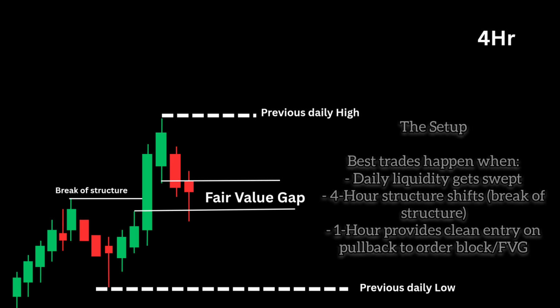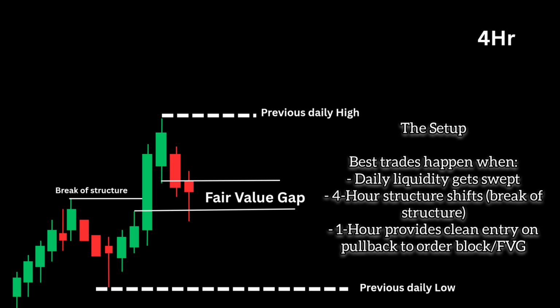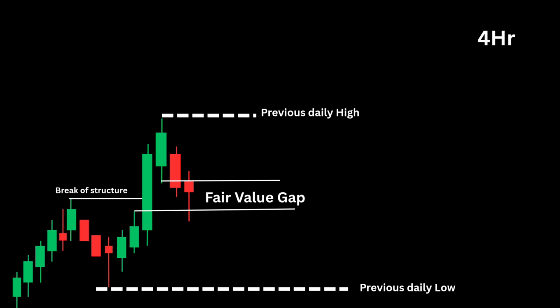The setup. Best trades happen when daily liquidity gets swept, the 4 hour structure shifts with a break of structure, and the 1 hour provides a clean entry on a pullback to an order block/FVG. For your confluence, when multiple time frames align on a liquidity sweep, your probability skyrockets. You're trading the same direction as the daily, 4 hour, and 1 hour smart money flow.